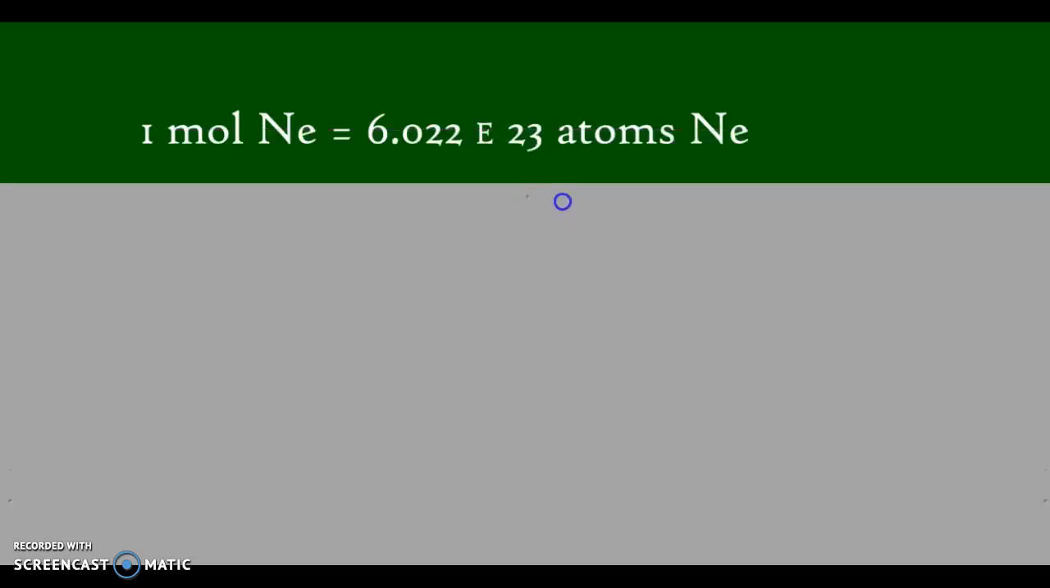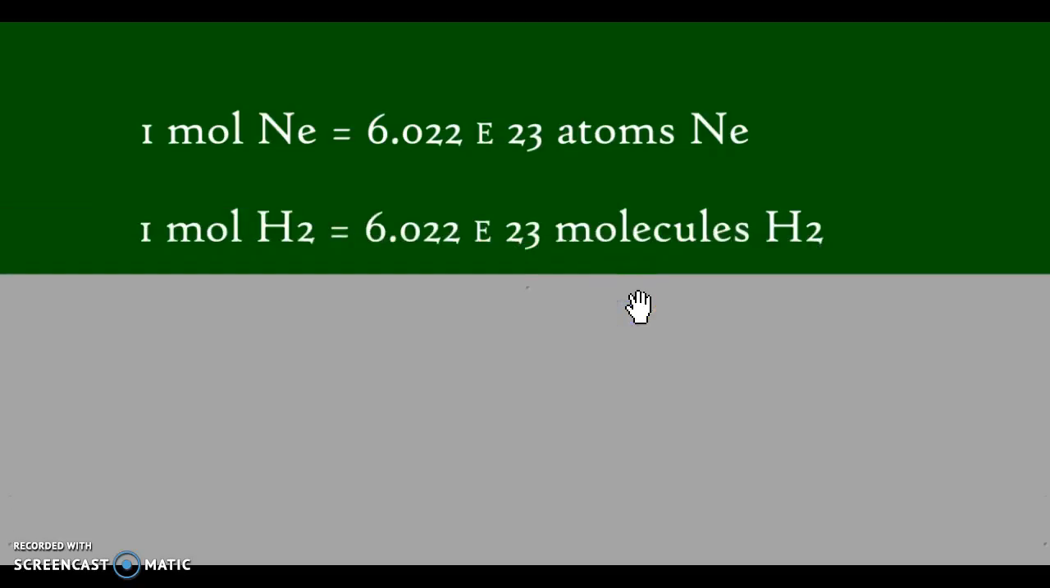Now, a mole of anything is 6.022 times 10 to the 23rd particles of it. So, a mole of neon: there would be 6.022 times 10 to the 23rd atoms of neon in a mole of neon. Hydrogen: 6.022 times 10 to the 23rd molecules. Remember, it's H2 here, right? H2.